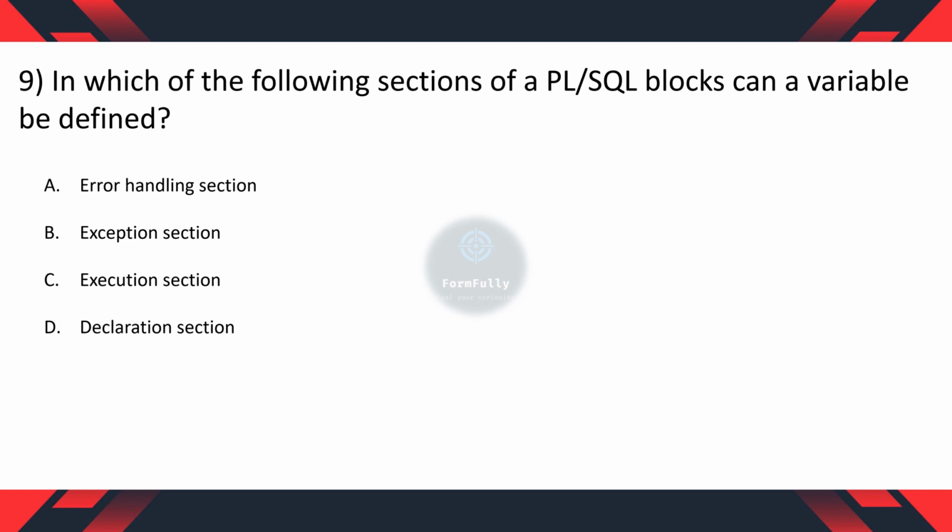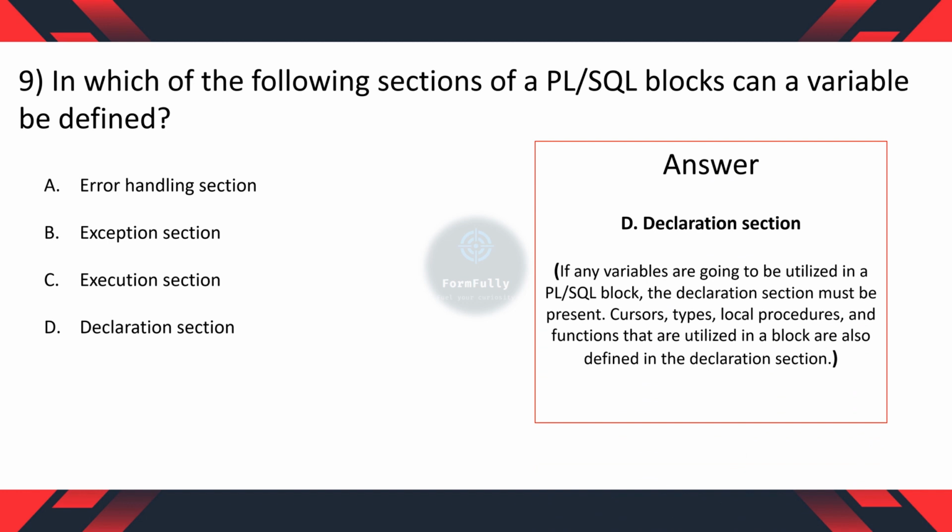Question 9. In which of the following sections of a PL/SQL block can a variable be defined? A. Error handling section. B. Exception section. C. Execution section. D. Declaration section. The correct option is D, the declaration section. If any variables are going to be utilized in a PL/SQL block, the declaration section must be present. Cursors, types, local procedures, and functions that are utilized in a block are also defined in the declaration section.